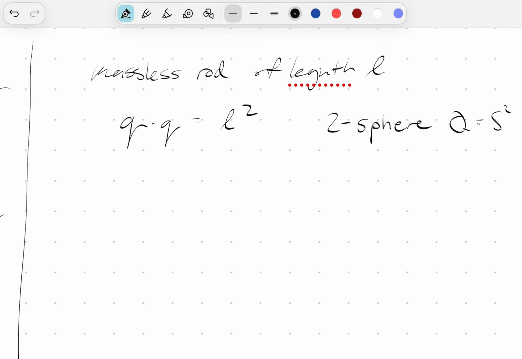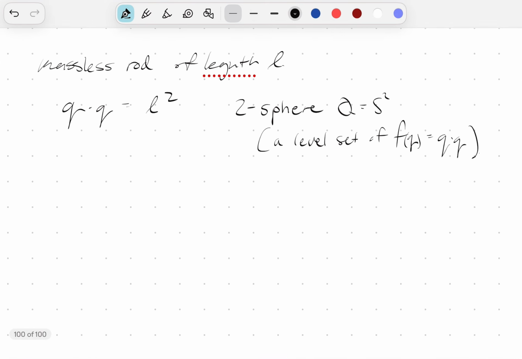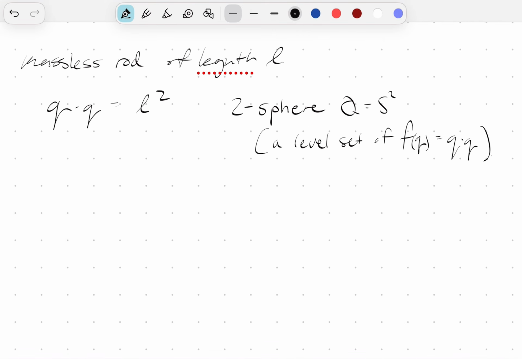Q of S2, and a level set of f of q being q dot q. And so we're just going to work simply on this physical subspace, all right, with a rod of length L, all right?